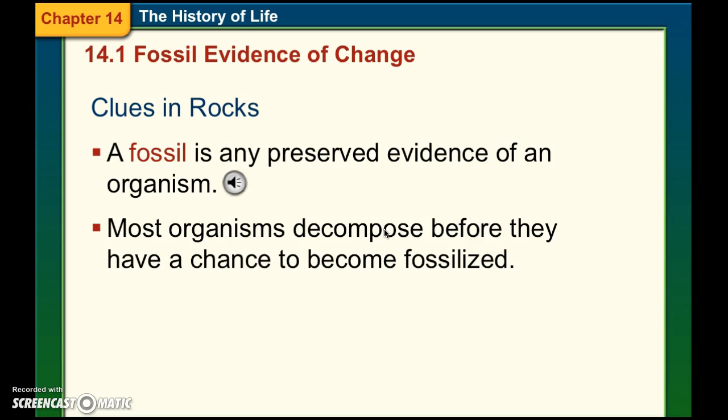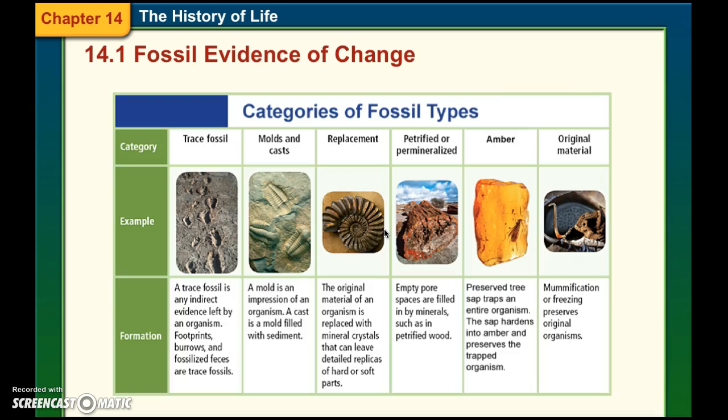A fossil is any preserved evidence of an organism. Fossils are very rare, they do not happen that often. When they do happen, they give paleontologists a very good idea of the types of organisms that were on the Earth at what times. So fossils are a great tool to figure out what has happened over the 4.6 billion year history of the Earth, but they are very rare. Most organisms decompose before they have a chance to fossilize.